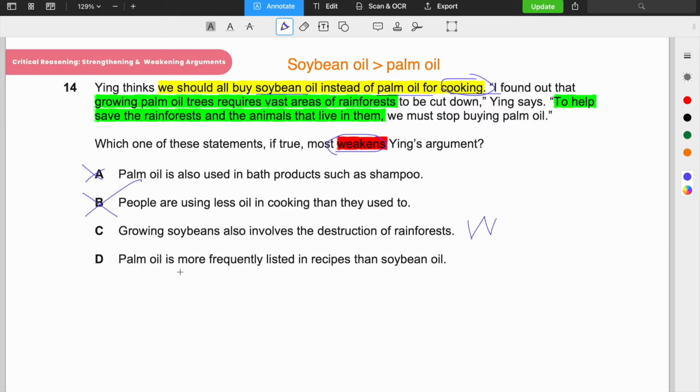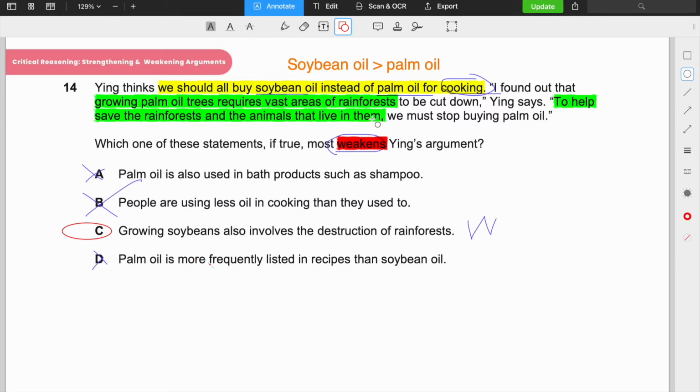D, palm oil is more frequently listed in recipes than soybean oil. Again, that's very much not weakening, because you can easily argue against that and say, why don't we just substitute the palm oil with soybean oil in the recipes? It's not exactly targeting the core premise of the environmental impact of palm oil. So that's why D doesn't really do anything. C is the best option at weakening, because it's most relevant and most specific to the core premise.